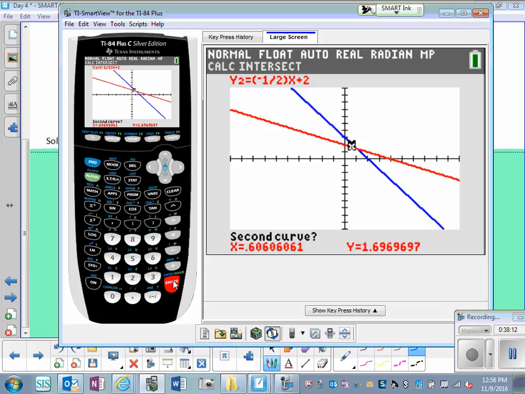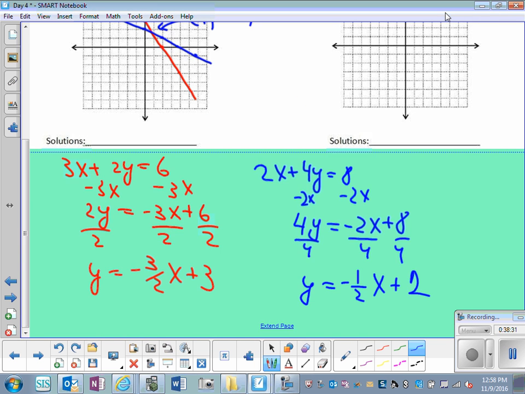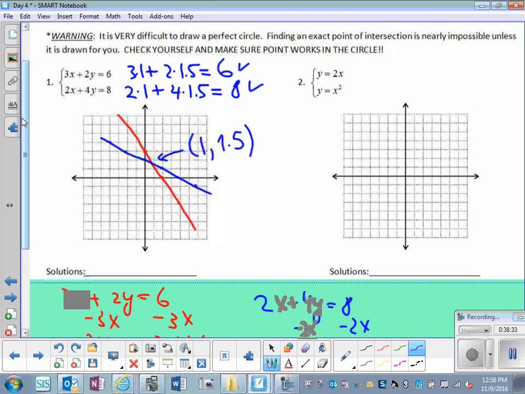Now it's asking me for the second curve. And I'm pretty close to the intersection, so I just say enter. And then it's asking guess. Yes, please guess. And the intersection is 1, 1.5. It gives me the coordinates of that intersection. Okay? So we confirmed our guess. 1, 1.5. We were right. Questions?